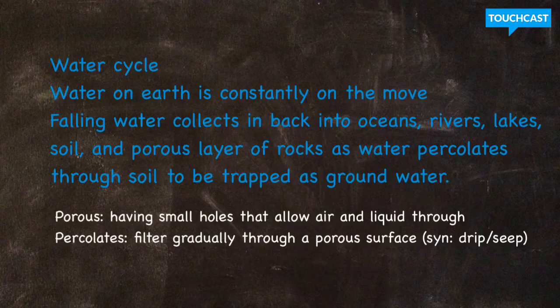Falling water collects back into oceans, rivers, lakes, and soil and porous layers of rock as water percolates through soil to be trapped as groundwater. Whoa, so I just said some new words in there. Porous and percolates. So porous means having small holes that allow air and liquid through. Percolates just means that that liquid is filtered gradually through a porous surface. Some synonyms of percolates are to drip or seep through.